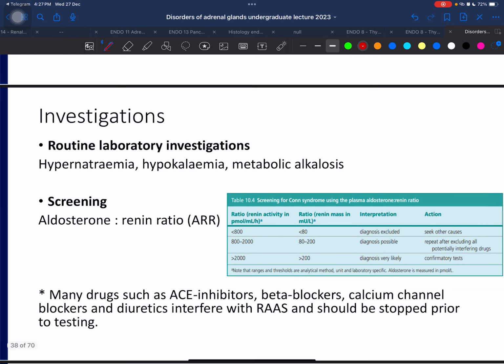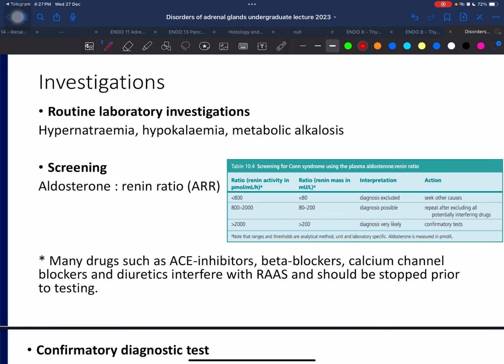Okay? So what are the routine laboratory investigations? Again, this is a mineralocorticoid excess. So you have salt retention, hypernatremia, and potassium is being excreted in excess, so hypokalemia. All the symptoms I mentioned earlier, muscle weakness, paresthesia, muscle cramps, are all related to hypokalemia here. The patient might have metabolic alkalosis as well.